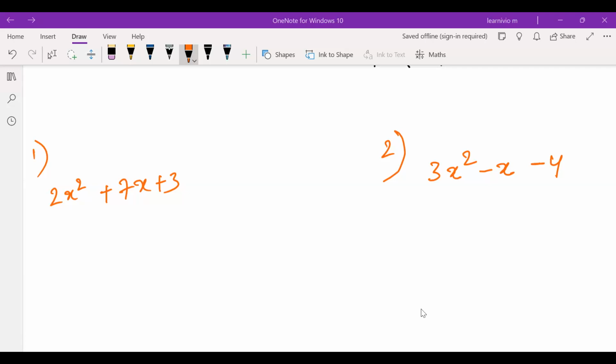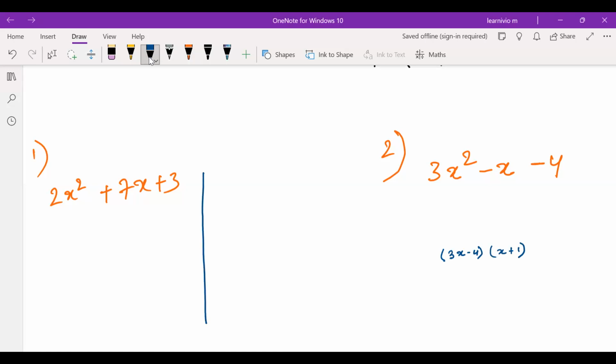Yes, Farhan, tell me the first one at least. Ma'am, I don't know the answer for the first one. Second one, I got 3x minus 4, x plus 1. Have I written it correctly? Have you got the same, Madiha? Yes, ma'am. Let's check it.